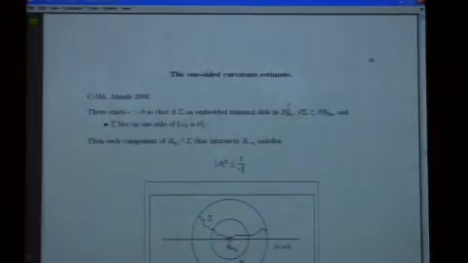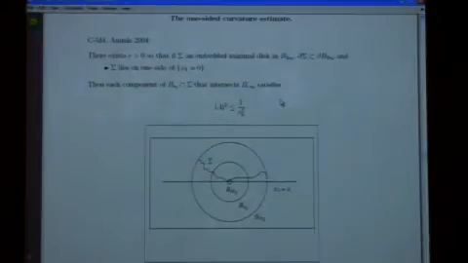Okay, so I mentioned before something called a one-sided curvature estimate. This is an estimate for minimal disks, embedded minimal disks. So basically, here's the situation. You have a hyperplane. You have an embedded minimal disk which lives above the hyperplane, on one side of the hyperplane, and yet it comes close to the origin.